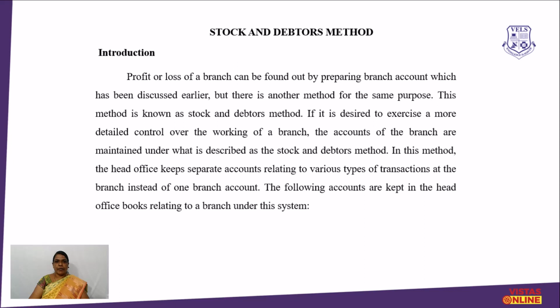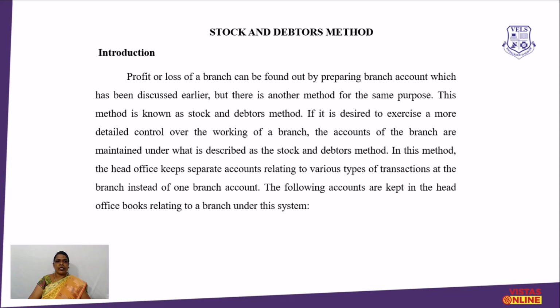Profit or loss of a branch can be found out by preparing the branch account, which has been discussed earlier in previous lectures. But there is another method for the same purpose. This method is known as the stock and debtors method. If it is desired to exercise more detailed control over the working of a branch, the accounts of the branch are maintained under what is described as the stock and debtors method.